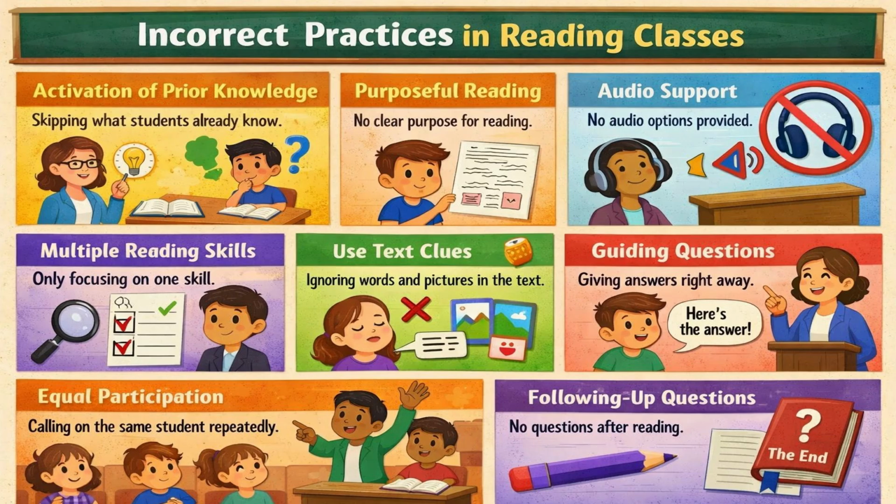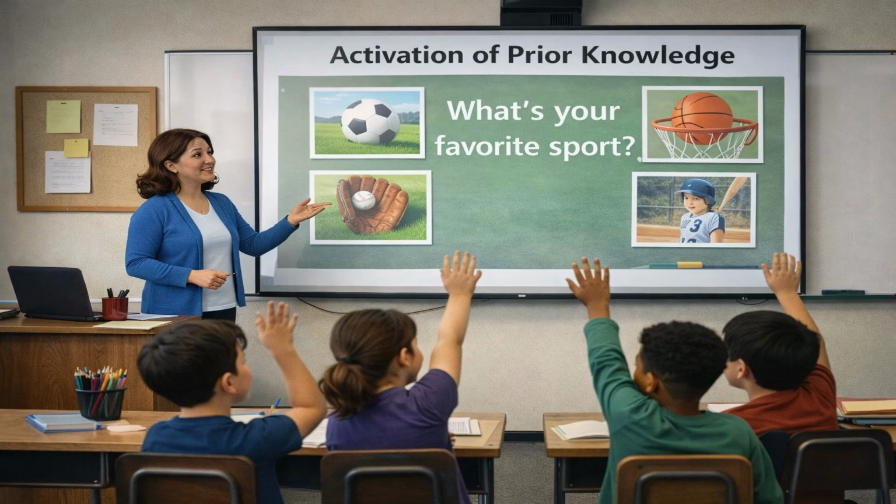Many teachers don't activate prior knowledge properly in reading classes. Sometimes, they skip this step completely. Or they ask students about something general, or unrelated to the lesson. As a result, students start reading without any connection to the topic. And this makes understanding more difficult. In other cases, activation happens, but it is not purposeful. It does not support the reading objective of the lesson.